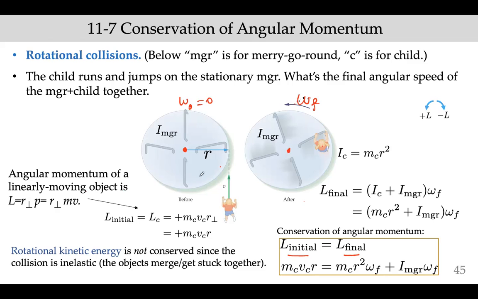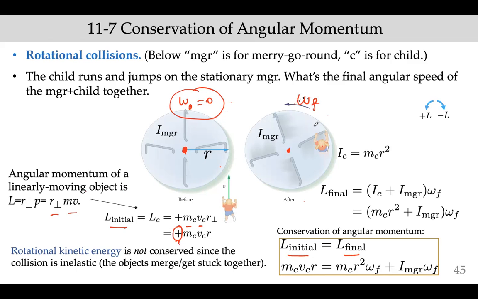So the angular momentum of a linearly moving object will be the perpendicular distance times mv. So for the child, it will be m child v child times the perpendicular distance, which is just r. And notice that we are using a positive sign. Why? Because with respect to this point, when she runs in this direction, it's as if rotating counterclockwise around the center. So that's why counterclockwise is positive, and that's why we're using a positive sign. Okay, so the initial angular momentum is just the child's angular momentum, because this merry-go-round is not rotating initially, so it doesn't have any angular momentum.